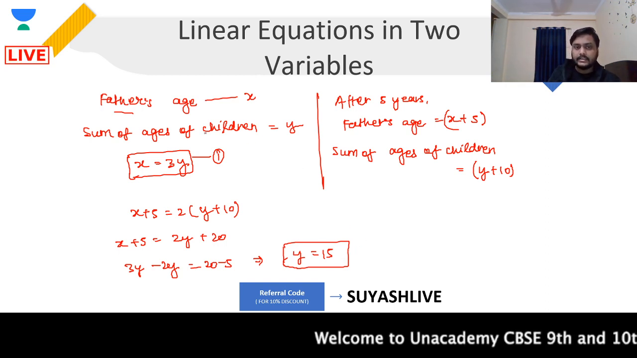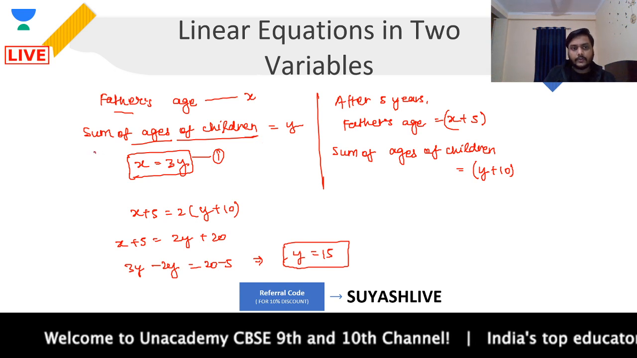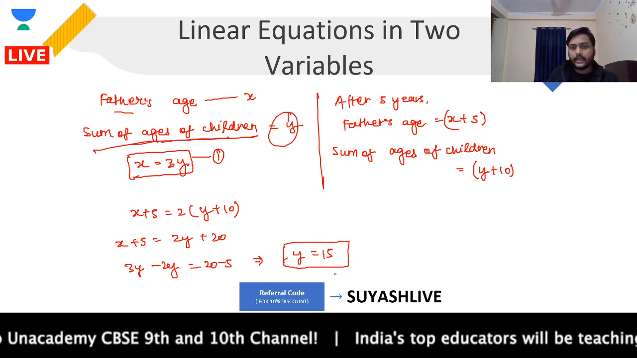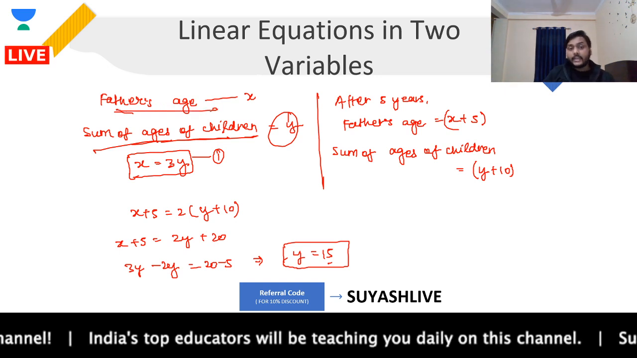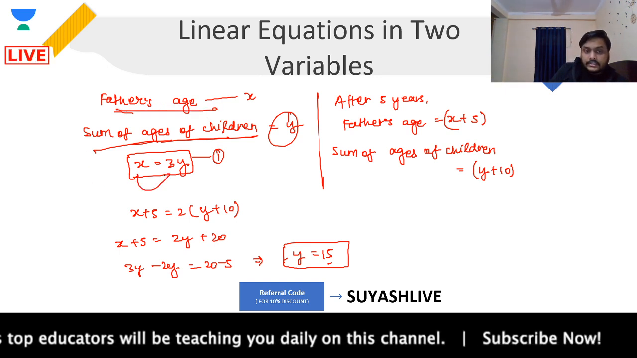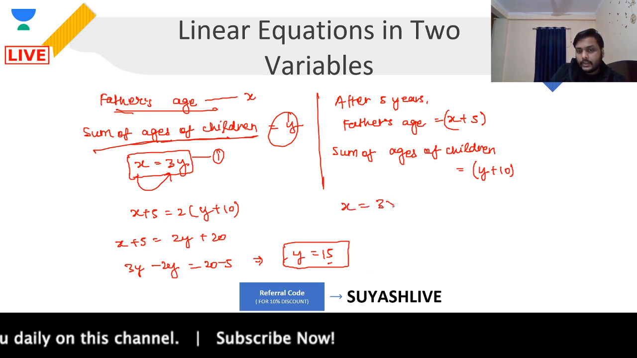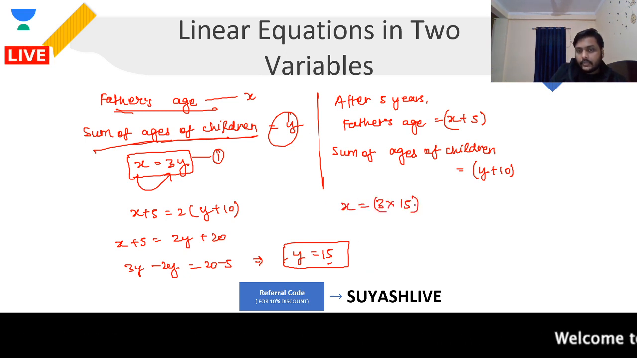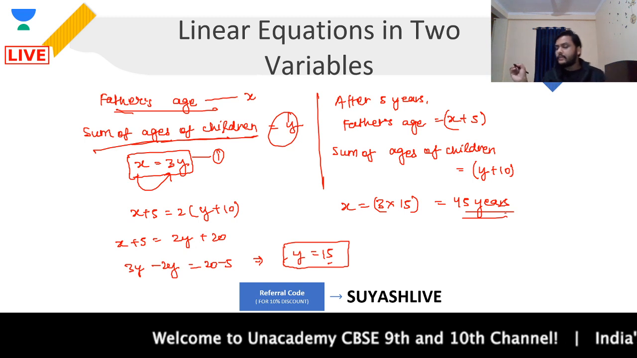That is, the sum of the ages of two children is equal to y, that is 15 years. Now if I'm talking about father's age, what will that be? Father's age is 3 times y, so you will write x is equal to 3 into 15, that is nothing but 45 years. Are you clear with this or not?